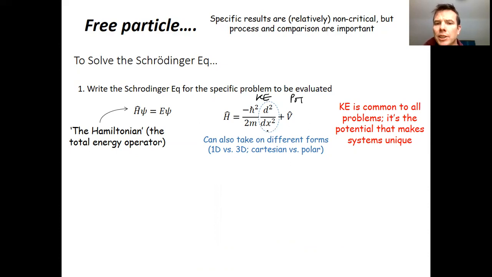The kinetic energy component is common to all systems. It can take slightly different forms depending on the nature of the problem, if it's 1D or 3D or Cartesian or polar or whatever. But all systems have kinetic energy. And then the potential depends on the specific context. Because this is common and this is unique to each set of problems, this is really what defines the problem. Right? This is what makes it unique. And for the free particle, we'll see the first example of it.